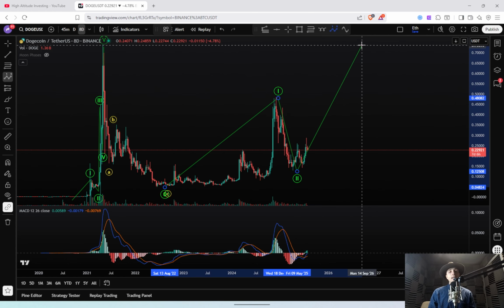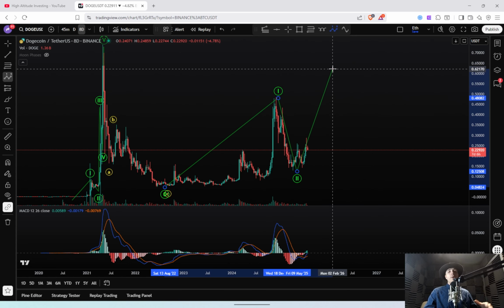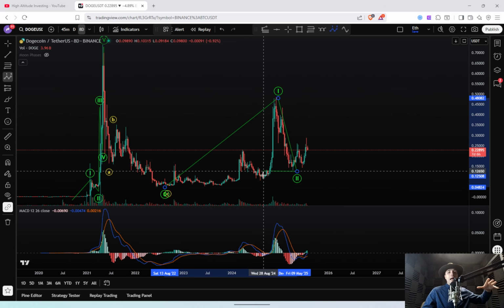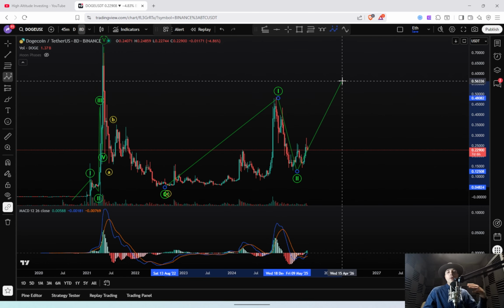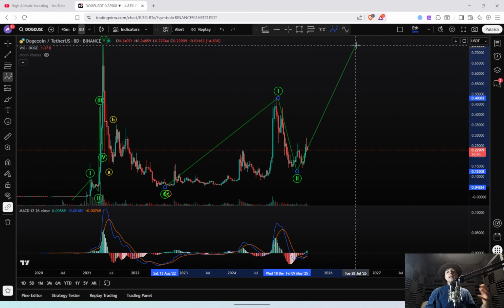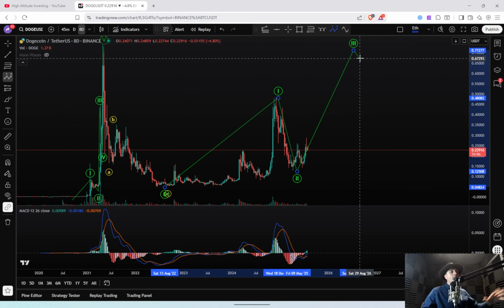So wave 3 is going to be bigger than wave 1 here. That's the rules of Elliott waves. You're always going to have wave 3 be bigger than wave 1. So if you thought that it was exciting last year, towards the end of the year, as crypto was going parabolic, just wait until this 3 wave happens on Dogecoin. It's going to be very vertical.